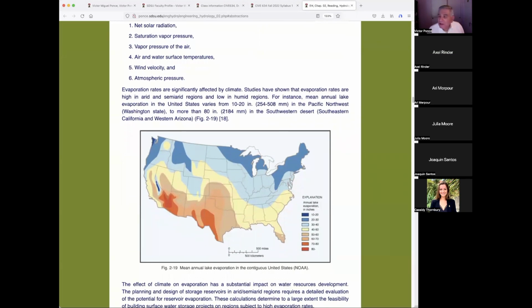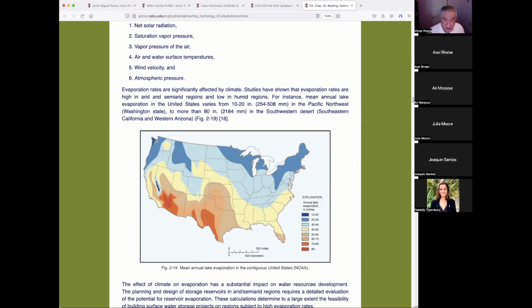Now, what's the range of evaporation? That's a good question. I have not shown everything here in terms of the world because we don't have that kind of data. But I can show you what NOAA has put together in terms of average evaporation rates throughout the United States, which is a good example.